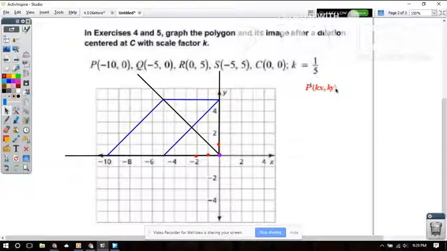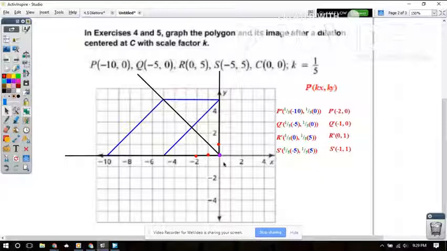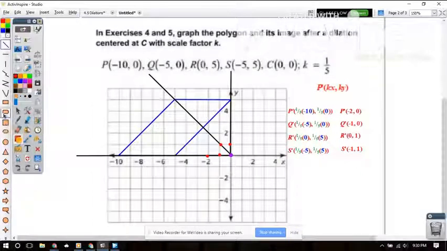So we can use our little formula that we had. K times X, K times Y. And here they all are. 1/5 is K times the X values of the original, and then 1/5 K times the Y values of the original. You just multiply it out, and there it is. And we see that the one we were missing is going to be at negative 1, 1. And if we look, that goes right here. That's also on the ray, so we're good.